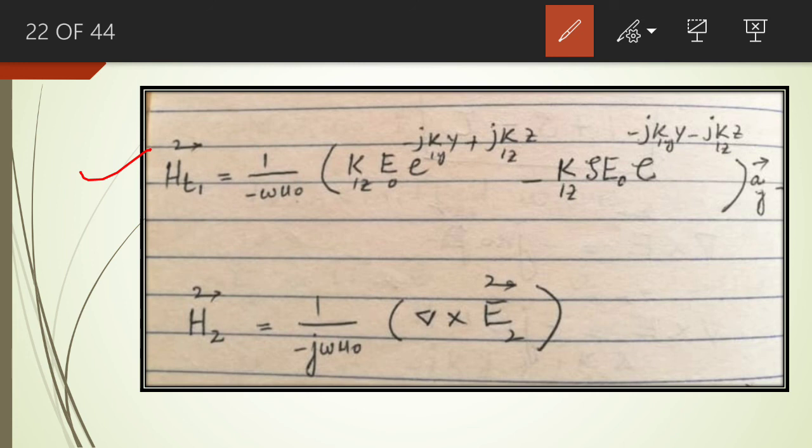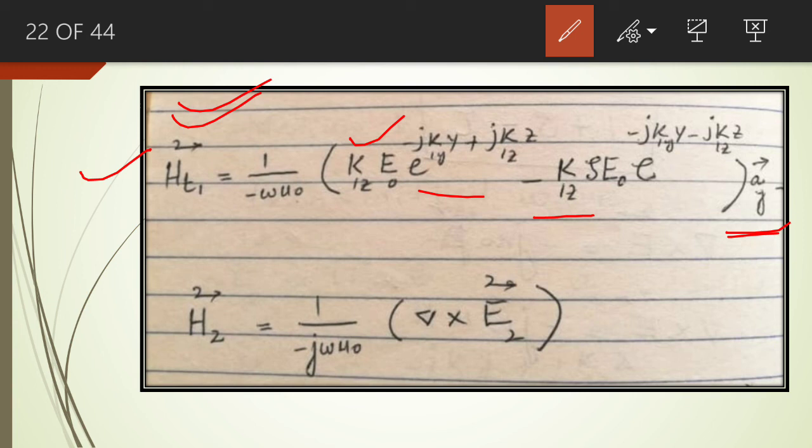The tangential component of H1 is equal to 1 over minus omega mu naught, k1z E naught into e raised to power minus j k1y y plus j k1z z, minus k1z rho E naught e raised to power minus j k1y y minus j k1z z, and you see this component is along y-axis, which is tangential to the interface. So we have calculated the tangential component of H1.